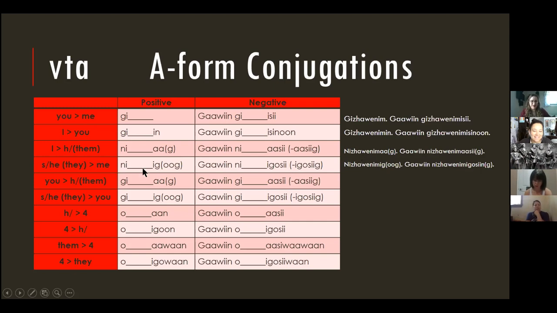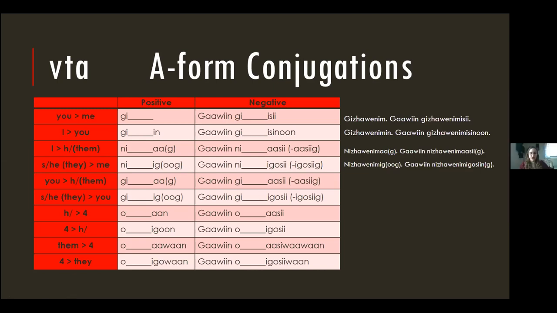Okay. So now if we want to go the other way, she or he or they to me. Okay. Ni'ig. Ni'ig is him or her to me. And ni'igug is them to me. Okay. So nijawainamig, okay, she loves me. Nijawainamigug, they love me.